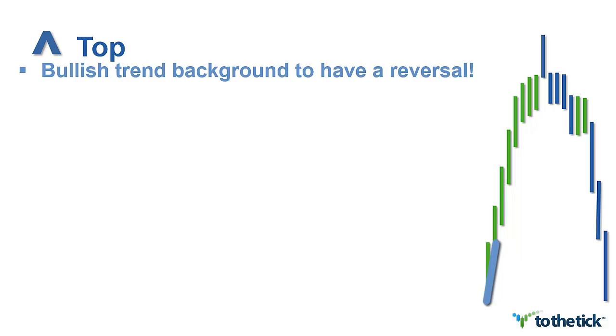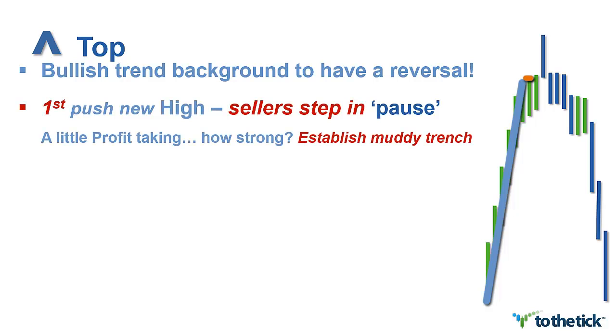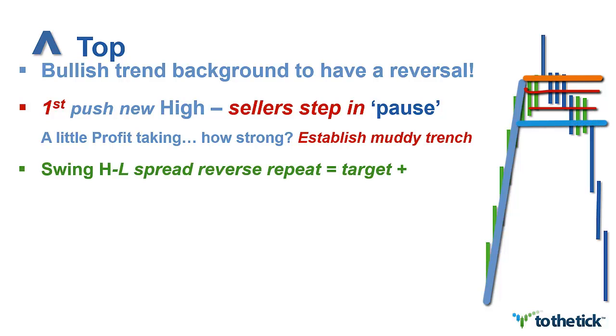You are looking for that bullish trend background in order to have a reversal, and in this case, it's tight and aggressive in the way that it creates the price action. Then you look for that push into a new high where you start to see those sellers stepping in, and it pauses the action, starts slowing it down, the bars start encroaching back on themselves, not creating the same pattern. Notice it changed. A little profit taking, how strong is it? Establish that muddy trench where they are willing to come out. Then you're looking for that swing high to low spread to reverse and repeat.